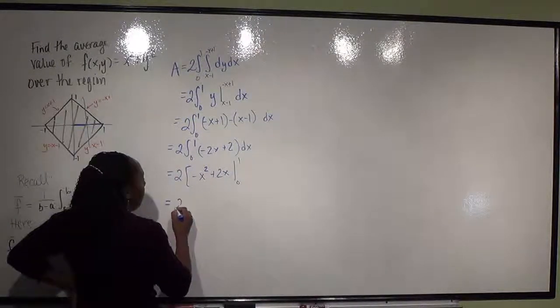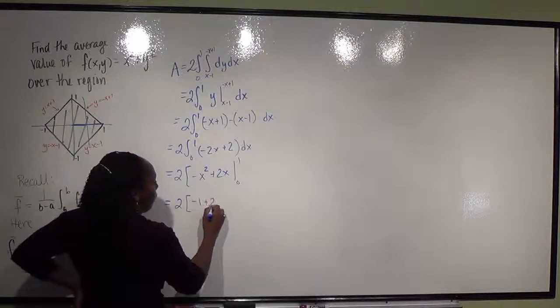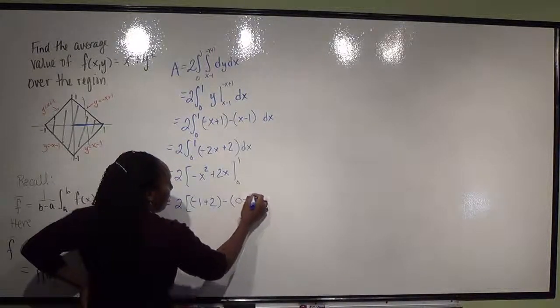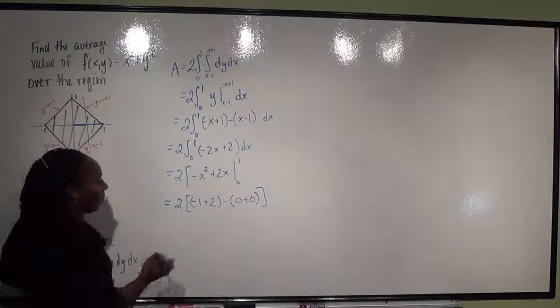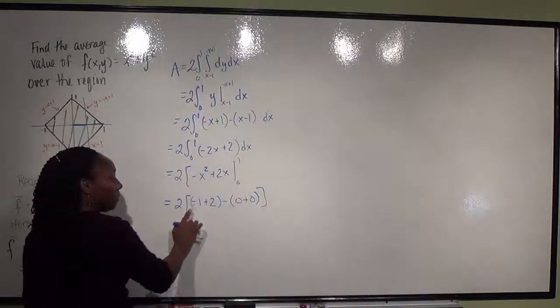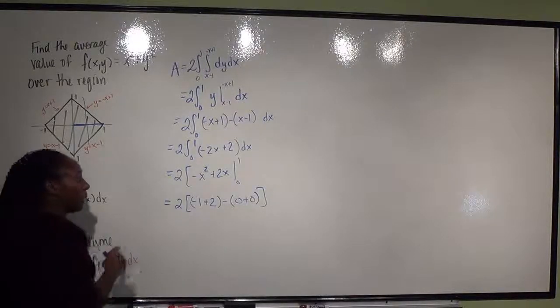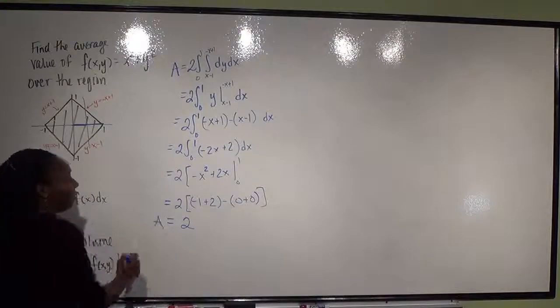At my upper limit, I can see that's going to be a negative 1 plus 2 minus, at the lower limit, which nicely is just 0. Okay, so evaluating, I see my area of 1, and if you remember from the last example, that was exactly what we wanted. But now I'm going to double that, so my total area is going to be 2.